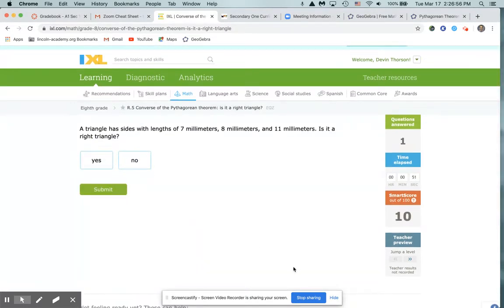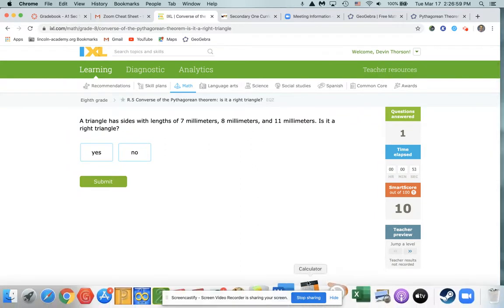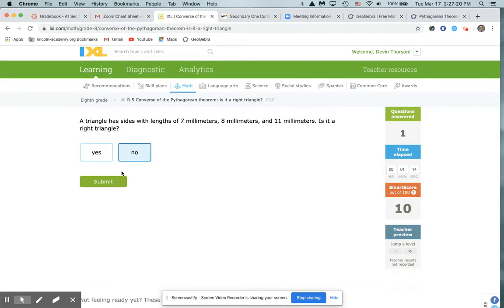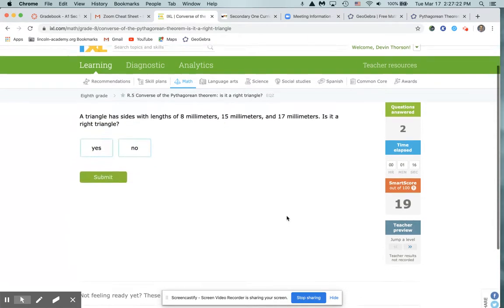Okay, let's do one more just to see. Again, I'm going to load up my calculator. I'm going to do 7 squared, which is 49. I'm going to add that to 8 squared, which is 64. 49 and 64 add to 113. I need to see if 11 squared is 113, which some of you already know it isn't. 11 squared is 121. So again, this is not a right triangle.